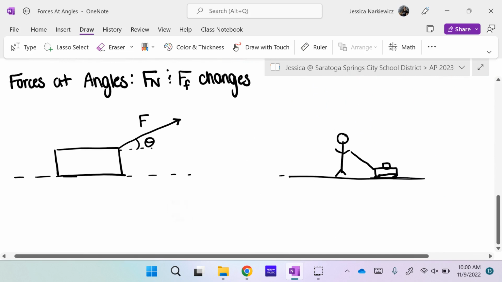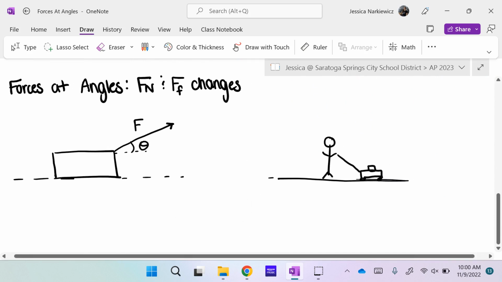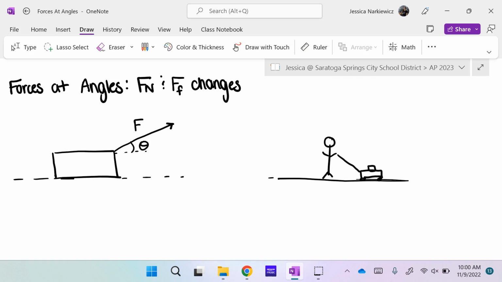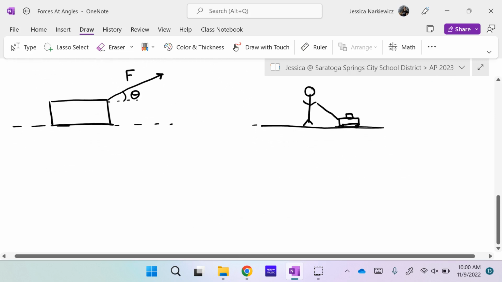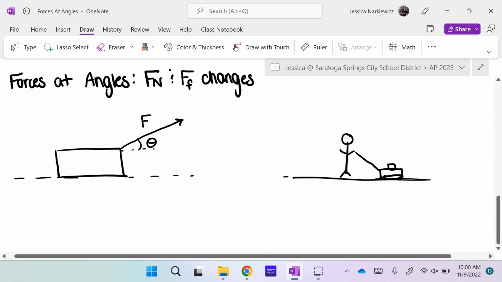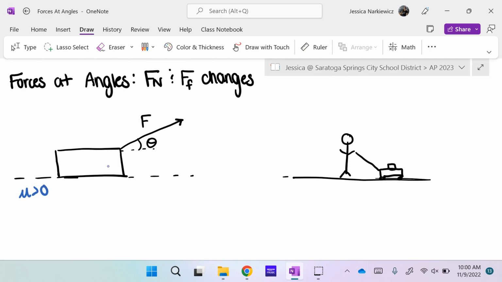So then we're going to talk about when we apply forces at an angle and how, when we're on a surface, that might change our normal force and our force of friction. Because we're very used to our normal force being exactly equal to the force of gravity. That is not always the case. Okay. So the first case we're going to talk about is where I have some applied force applied at an angle. And I'm going to say that the coefficient is greater than 0. Not always on a friction surface, but let's pretend we are.